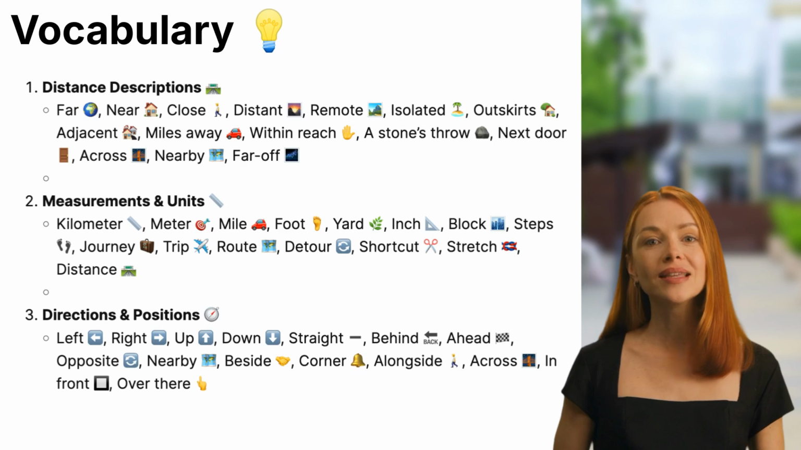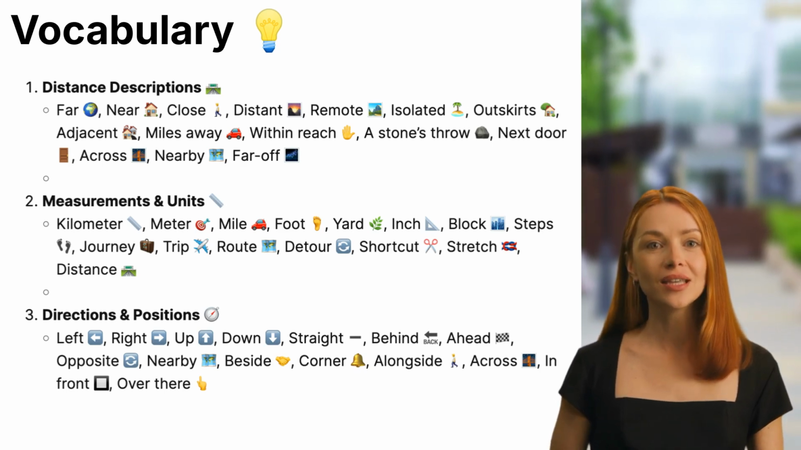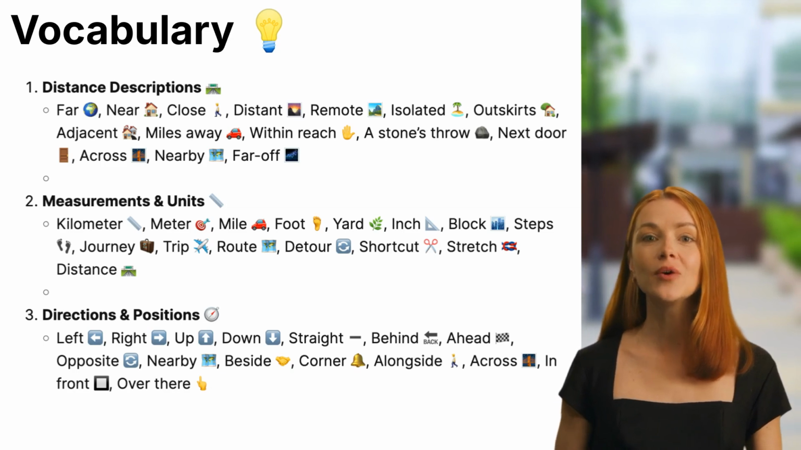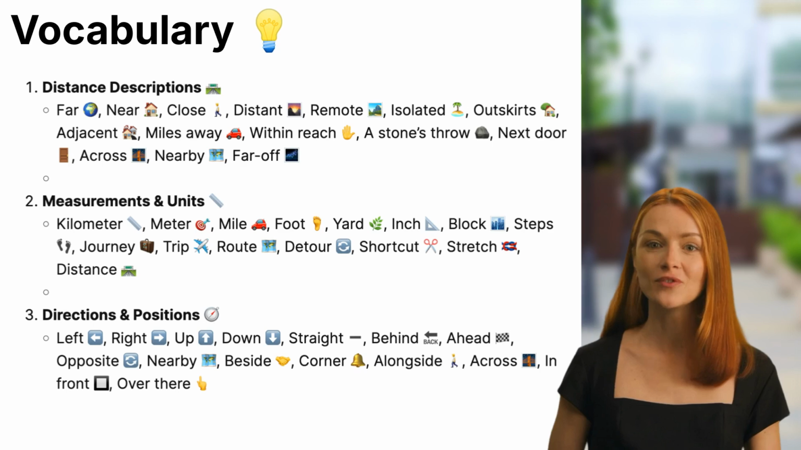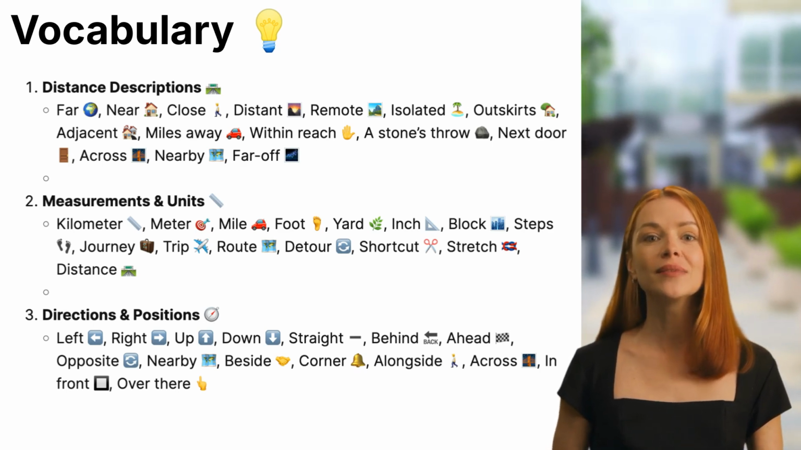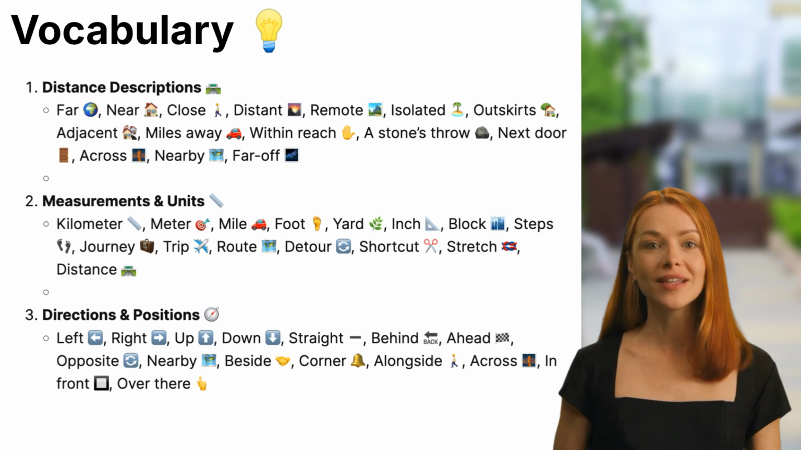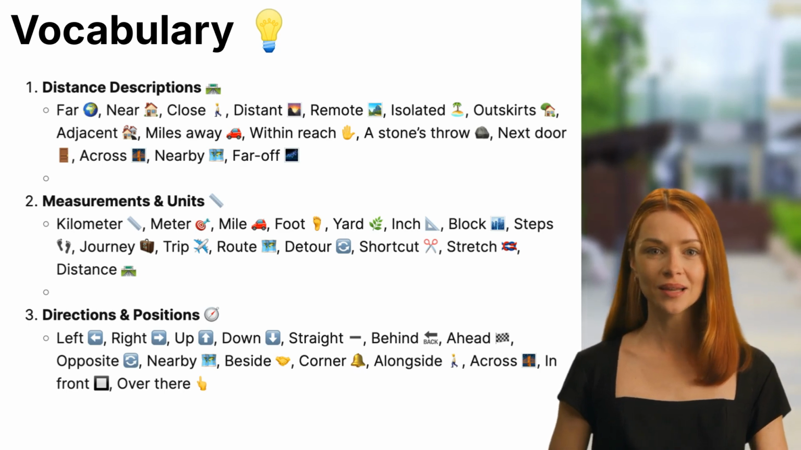3. Directions and positions. Left, the direction opposite of right. Right, the direction opposite of left. Up, moving towards a higher position. Down, moving towards a lower position. Straight, continue in the same direction. Behind, at the back of something. Ahead, in front of you, further forward. Opposite, directly across from something.